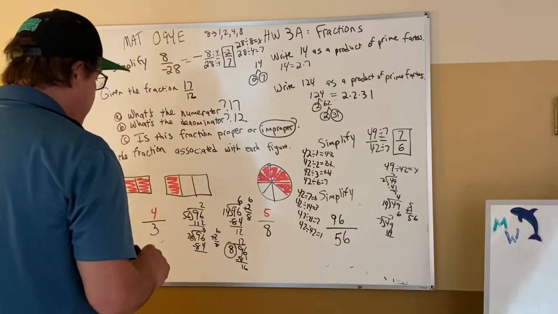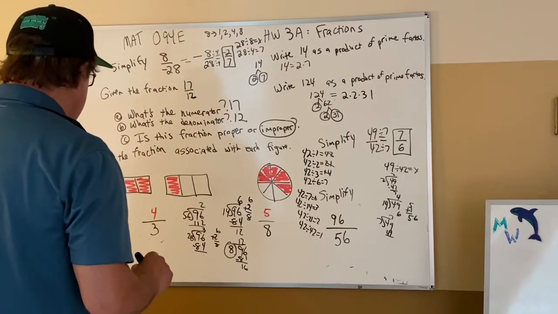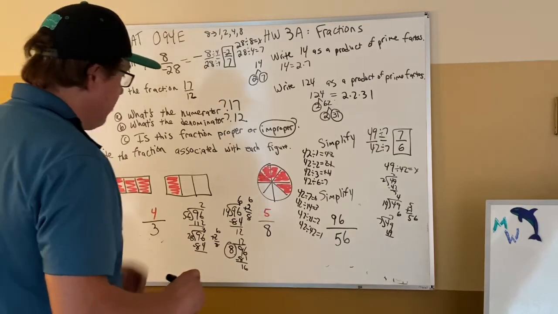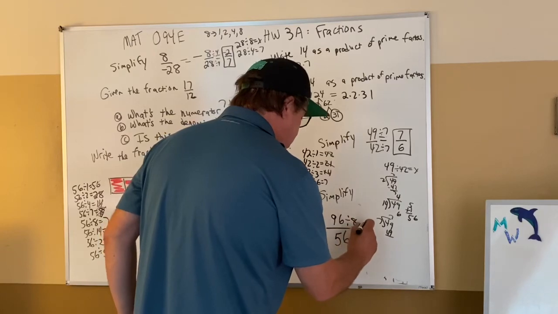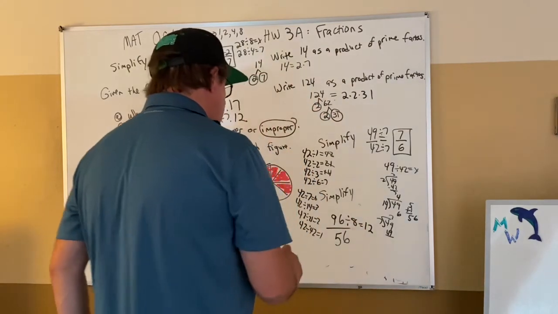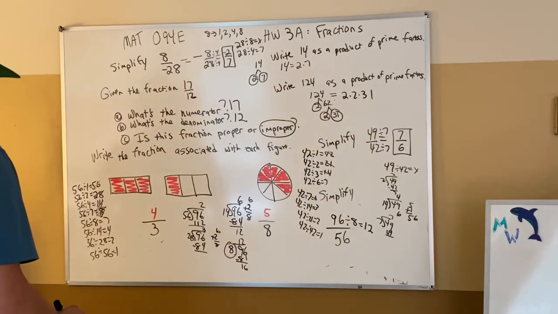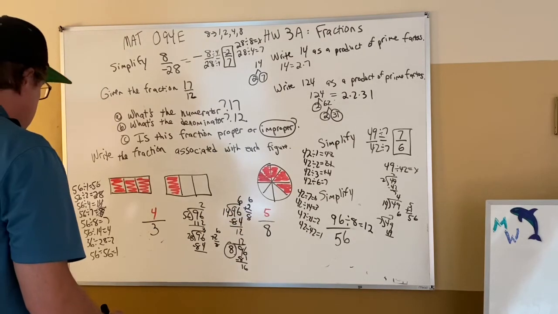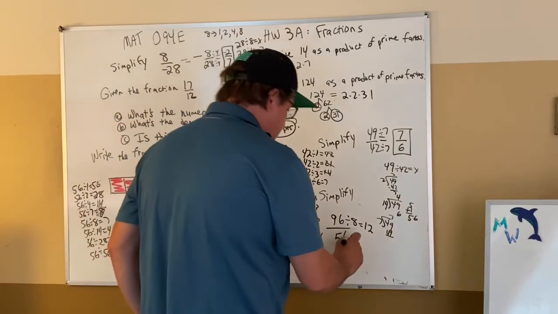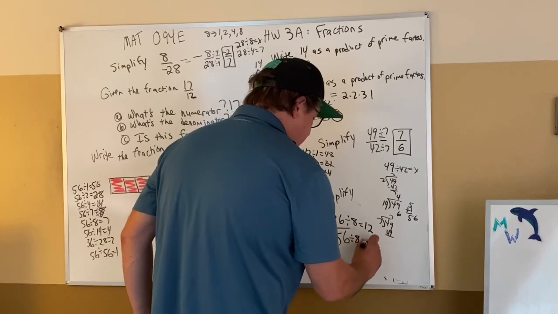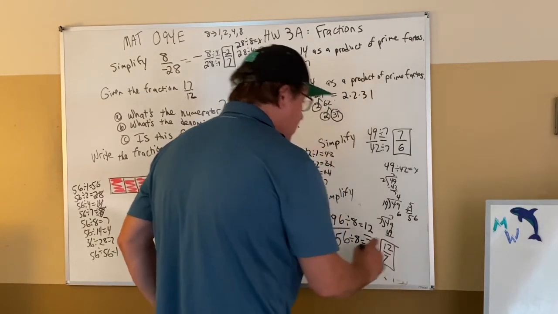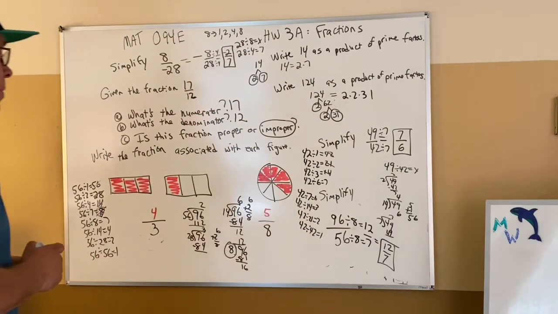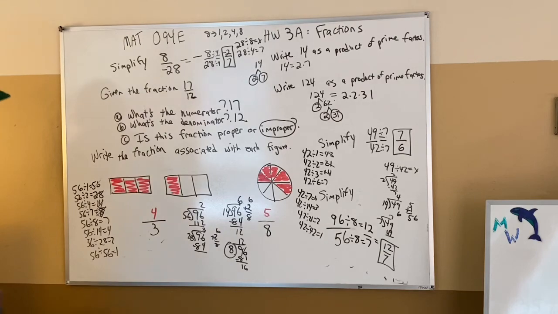Each one's going to divide by 8, so we had our value, 96 divides by 8, remember that made 12. And 56 divided by 8, that made 7, always has, and we've got 12 over 7, and we're fully reduced. And that's how we reduce and wrap up our work on homework 3A. We also have some more coming in 3B.